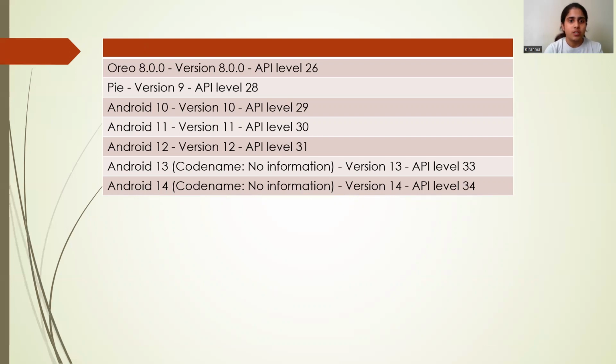Android 10 is version 10, and its API level is 29. For Android 11, the API level is 30, and for Android 12, the API level is 31. For Android 13 and Android 14, API level 33 is for Android 13 and API level 34 is for Android 14.